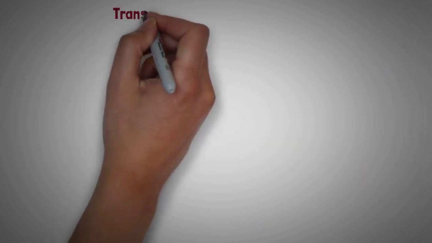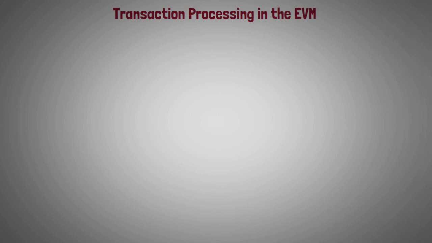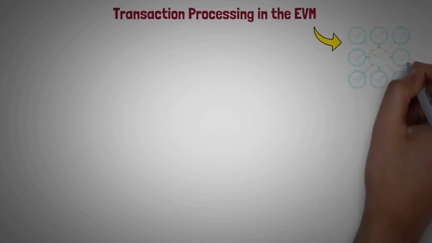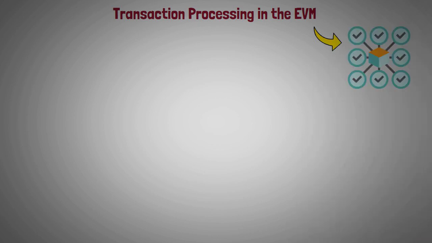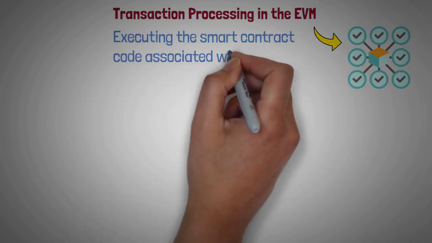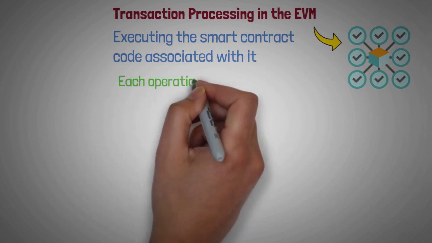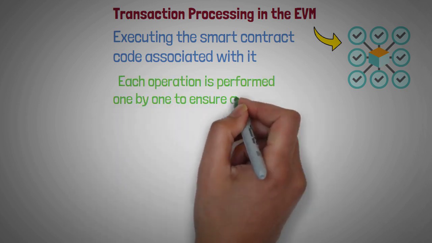Now let's talk about the transaction processing in the EVM. Transaction processing in the Ethereum Virtual Machine, EVM, involves several key steps. When a transaction is submitted, it is first validated by nodes in the network. The EVM then processes the transaction by executing the smart contract code associated with it. This execution occurs sequentially, meaning each operation is performed one by one to ensure accuracy.